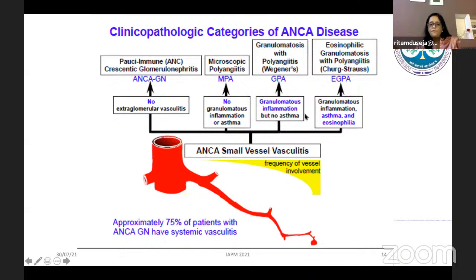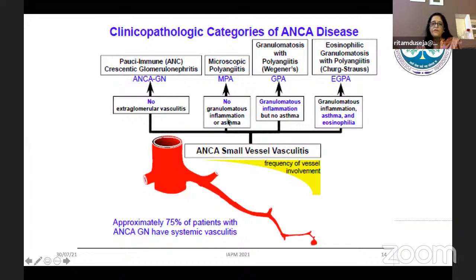But if there is presence of granulomas, but the patient does not give any history of asthma, then the patient will be labeled as having a systemic vasculitis, which goes by the name of granulomatous inflammation with polyangiitis, or earlier known as Wegener's. In presence of granulomas, if the patient has asthma, may have eosinophilia, which is not a must, then this patient is likely to be labeled as eosinophilic granulomatosis with polyangiitis, which was earlier known as Churg-Strauss disease.